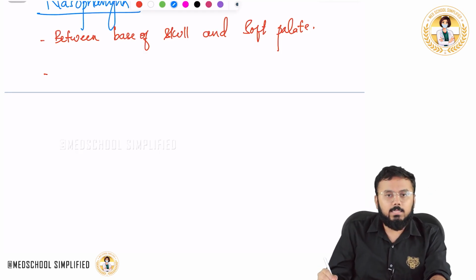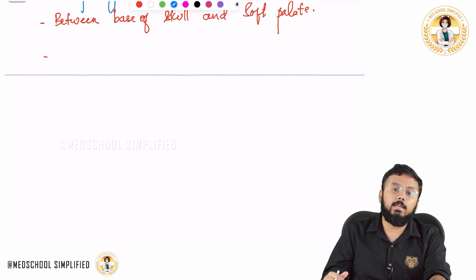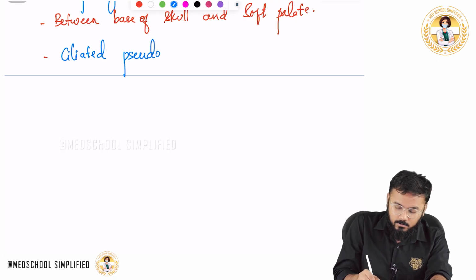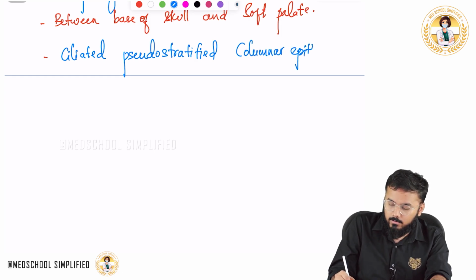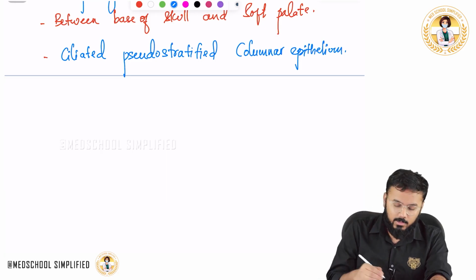Now second important thing is that this particular nasopharynx is having what kind of epithelium? It is having pseudostratified ciliated columnar epithelium.